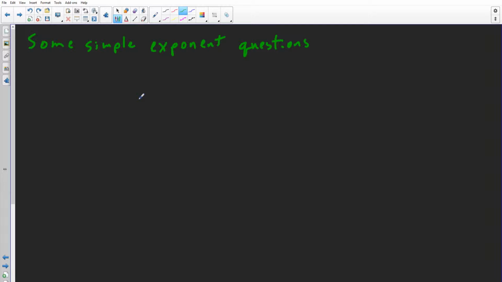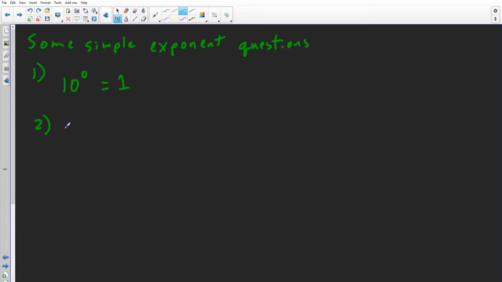All right, so let's try and do some simple exponent questions. So the first one, I'm going to go 10 to the exponent 0. Now any number to the exponent 0 is just equal to 1. Okay? So if you see any number that is the exponent 0, the answer is always 1.